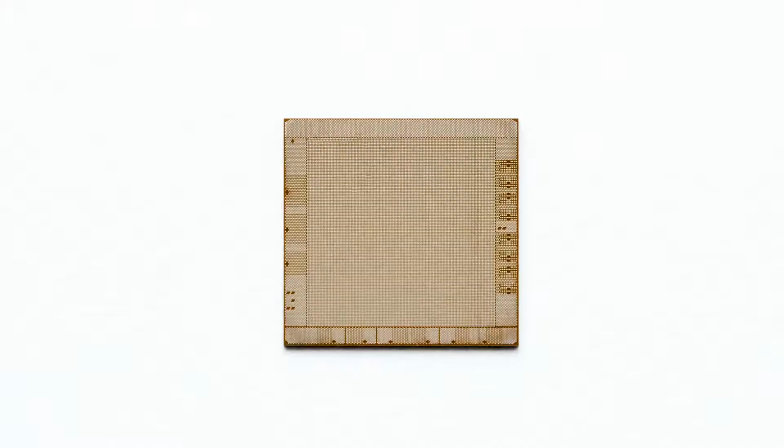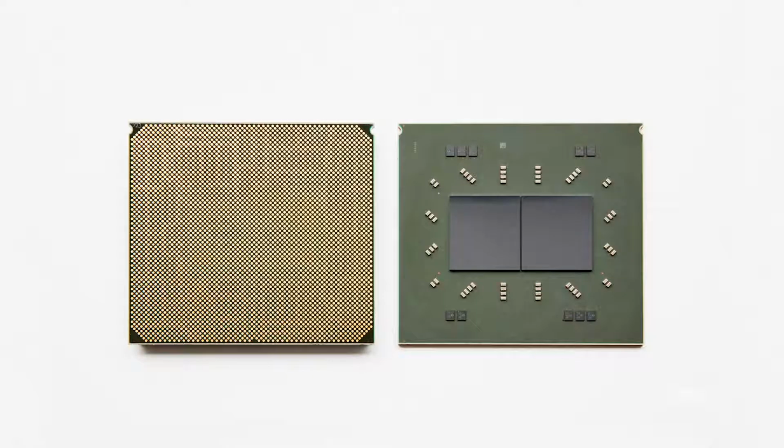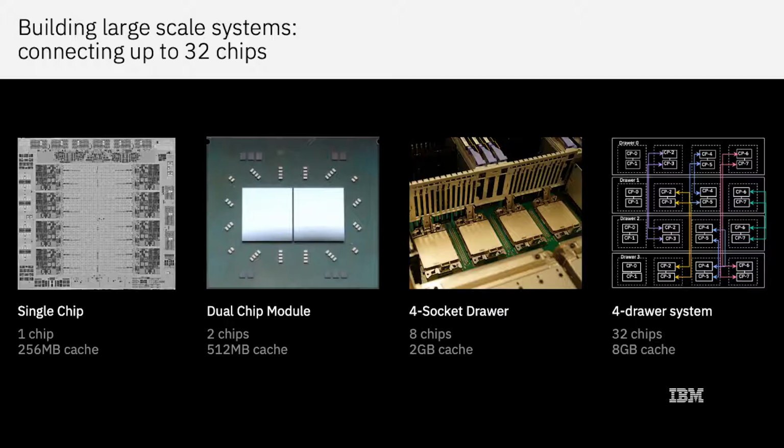Of course, we start with a single chip with its 256 megabyte cache. The Telum chip is designed to fit on a dual chip module. So there are 2 chips with 512 megabytes cache on one module. 4 of those modules get plugged into a 4-socket drawer. Think of the drawer as the motherboard that can hold 4 of those dual chip modules. So that gives us 8 chips and the virtual level 4 cache of 2 GB.